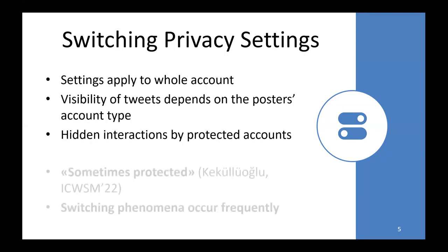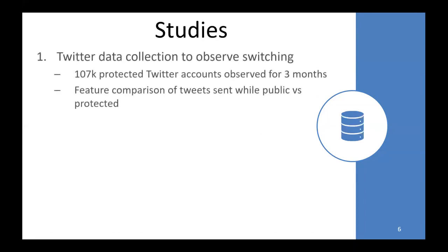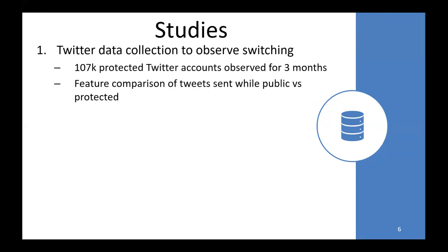In a soon-to-be presented work, we found that there was a set of users who described themselves as not protected or public, but sometimes protected. This signals that they change their privacy settings at least more than once. Hence, we decided to focus on these users and understand the reasons behind the changes. To do so, we conducted 3 studies. The first one was a Twitter data collection to observe the switching behavior. We collected 107K protected Twitter accounts randomly from the Twitter sample by collecting mentioned users and observed their account type changes for 3 months. We also compared their tweeting behavior between public and protected.